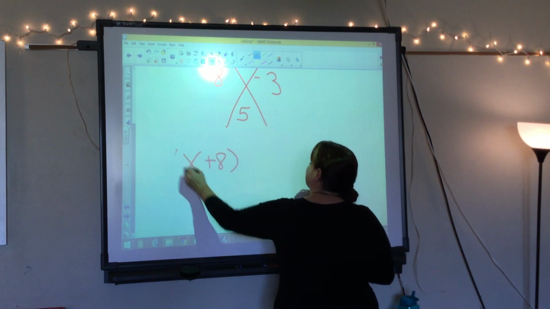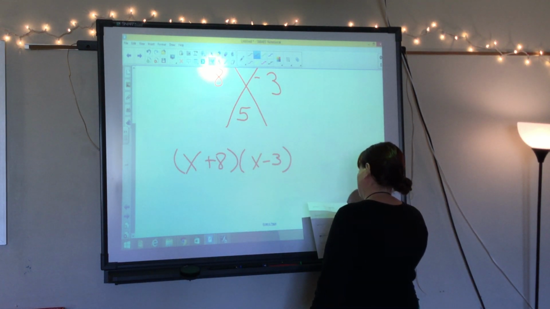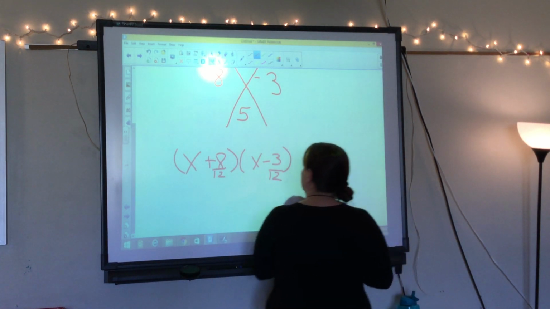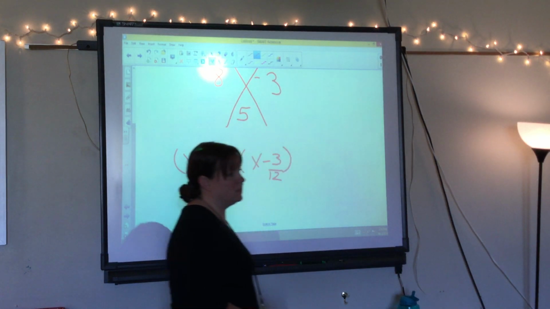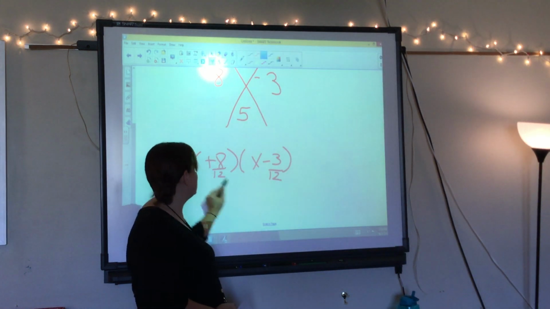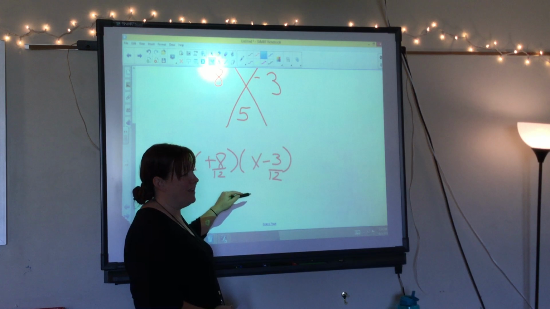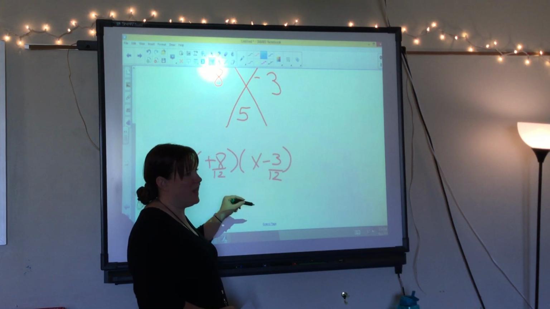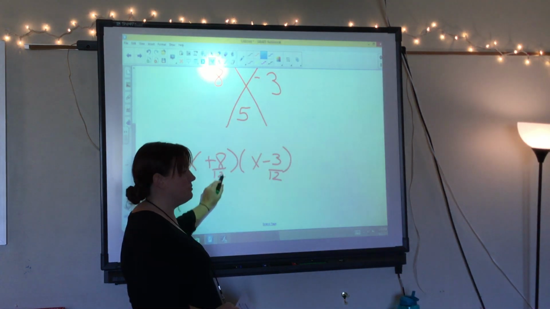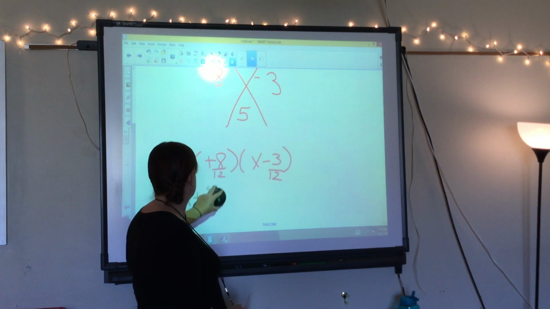x plus 8 and x minus 3. Divide by 12. Yeah, so we divide both of them by 12. So 12x minus 3. What about this one? If I just slid this 12 right over here, I would have a problem because I'm sliding this 12 over as well. So you just skip it. Can this simplify? Yes, to 4 over 6, or 2/3.